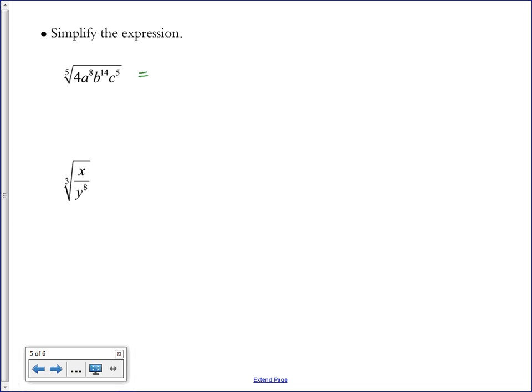So here we've got the 5th root of 4. Well, 4 doesn't have a 5th root, and we're not going to modify the problem, so we're going to leave that 4 underneath the 5th root sign. Notice I'm leaving myself a little bit of space in front for the things that are going to come out.